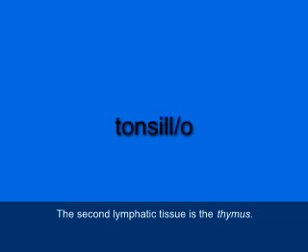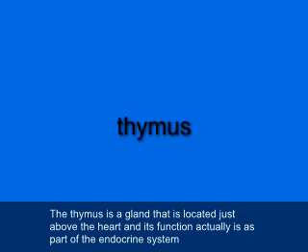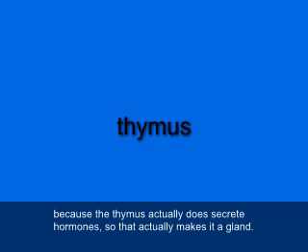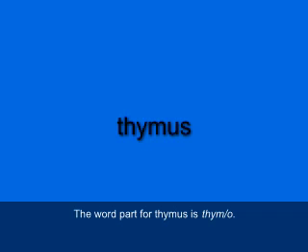The second lymphatic tissue is the thymus. The thymus is a gland that's located just above the heart, and its function actually is as part of the endocrine system because the thymus actually does secrete hormones. So that actually makes it a gland. The word part for thymus is thymo, Thym/O.